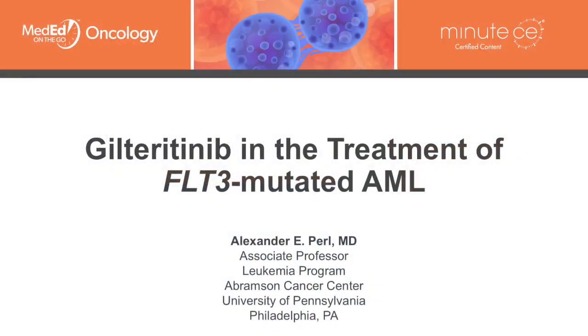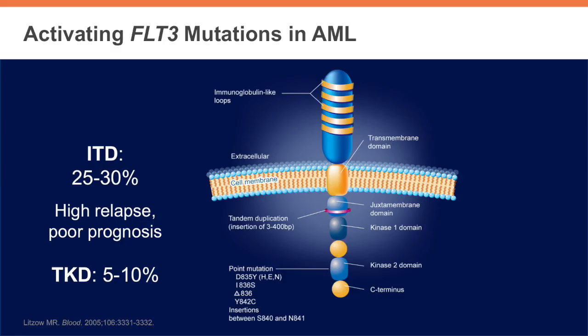This presentation is titled Gilteritinib in the Treatment of FLT3-mutated AML. To provide some background, FLT3 mutations activate this hematopoietic cytokine receptor in approximately one-third of patients with AML, making FLT3 the most commonly mutated gene in AML. And the most common FLT3 mutation is an internal tandem duplication, or ITD, that occurs in about a quarter of patients. This is associated with high rates of relapse and poor prognosis from low response rates to salvage chemotherapy.